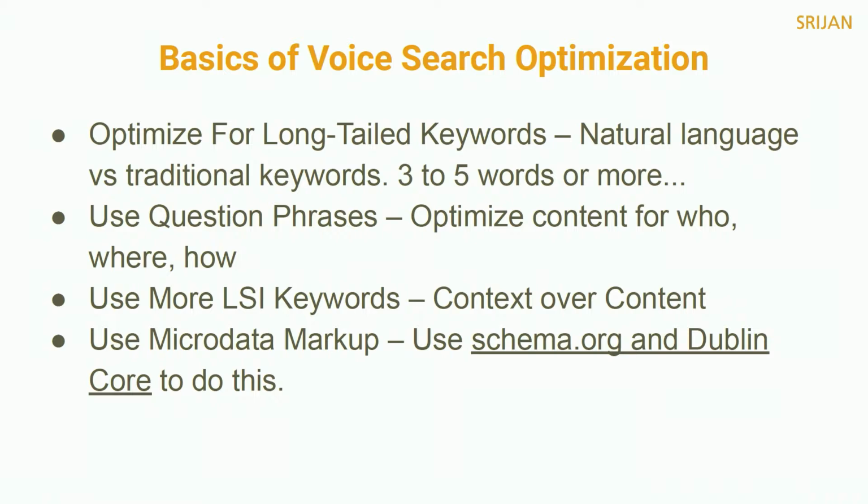So always think, when you're writing content, how would you talk if you were sharing that information with a friend? How would you search? What would you ask your friend? And then think of the keywords, the long tail keywords around your content, right? Use more context. Metadata, markups, schemas become very important for voice search optimization.